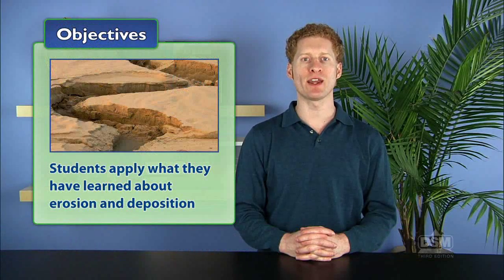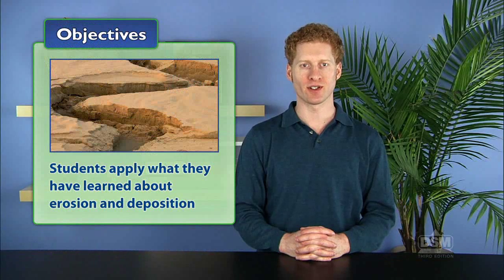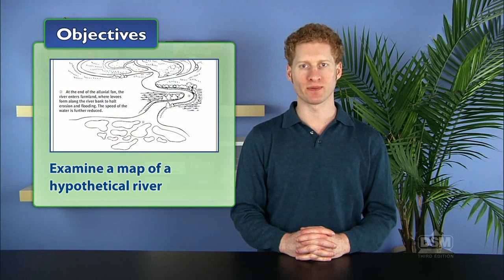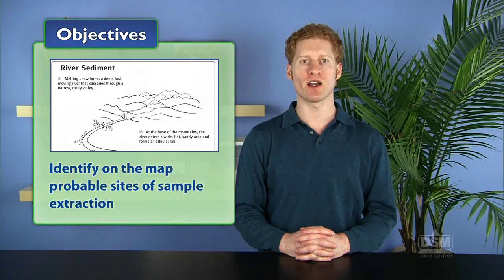In Activity 9, River Sediment, students apply what they have learned about erosion and deposition. They first compare and contrast several samples of river sediment, and then examine a map of a hypothetical river. Finally, students identify on the map probable sites of sample extraction.